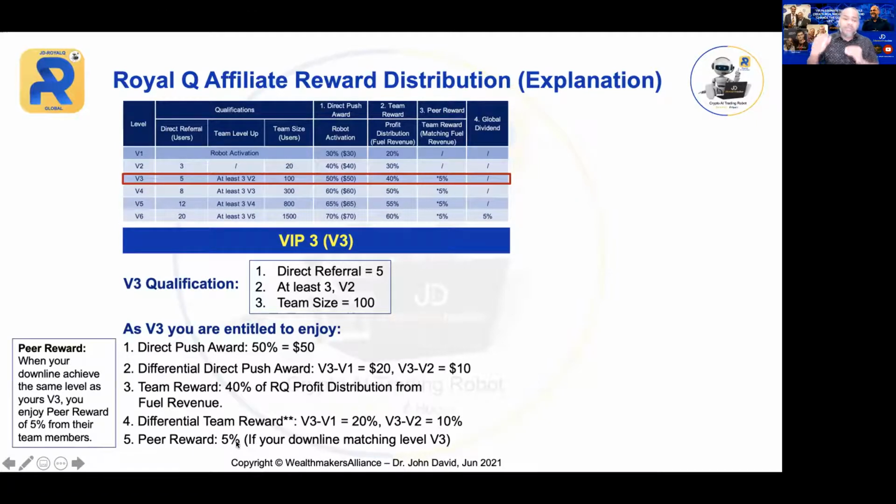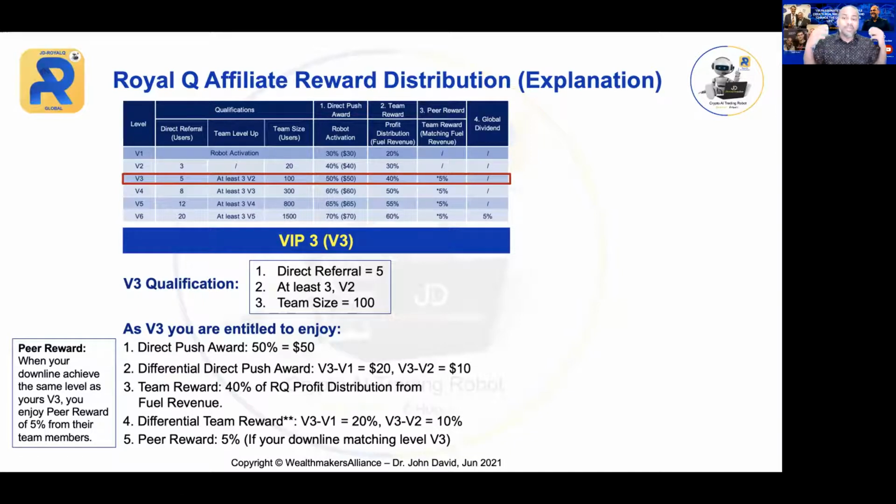Now remember, when you are V3 and you have your downline become a V3, so you have matching level, right? Now, when you have a matching level, you will enjoy another 5% from the V3 total team. So if the V3 total team is 100 members, you're going to enjoy 5% from the total 100 members. Wow. Can you imagine the magnitude? This is just exciting. Okay?